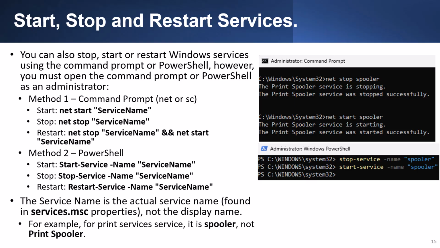For PowerShell, you use the Start-Service or Stop-Service cmdlets. Start-Service -Name service-name or Stop-Service -Name service-name. To restart a service, you would use Restart-Service -Name service-name. The service name is the actual service name found in the services.msc properties, not the display name. For example, for print services, it is spooler, not print spooler.